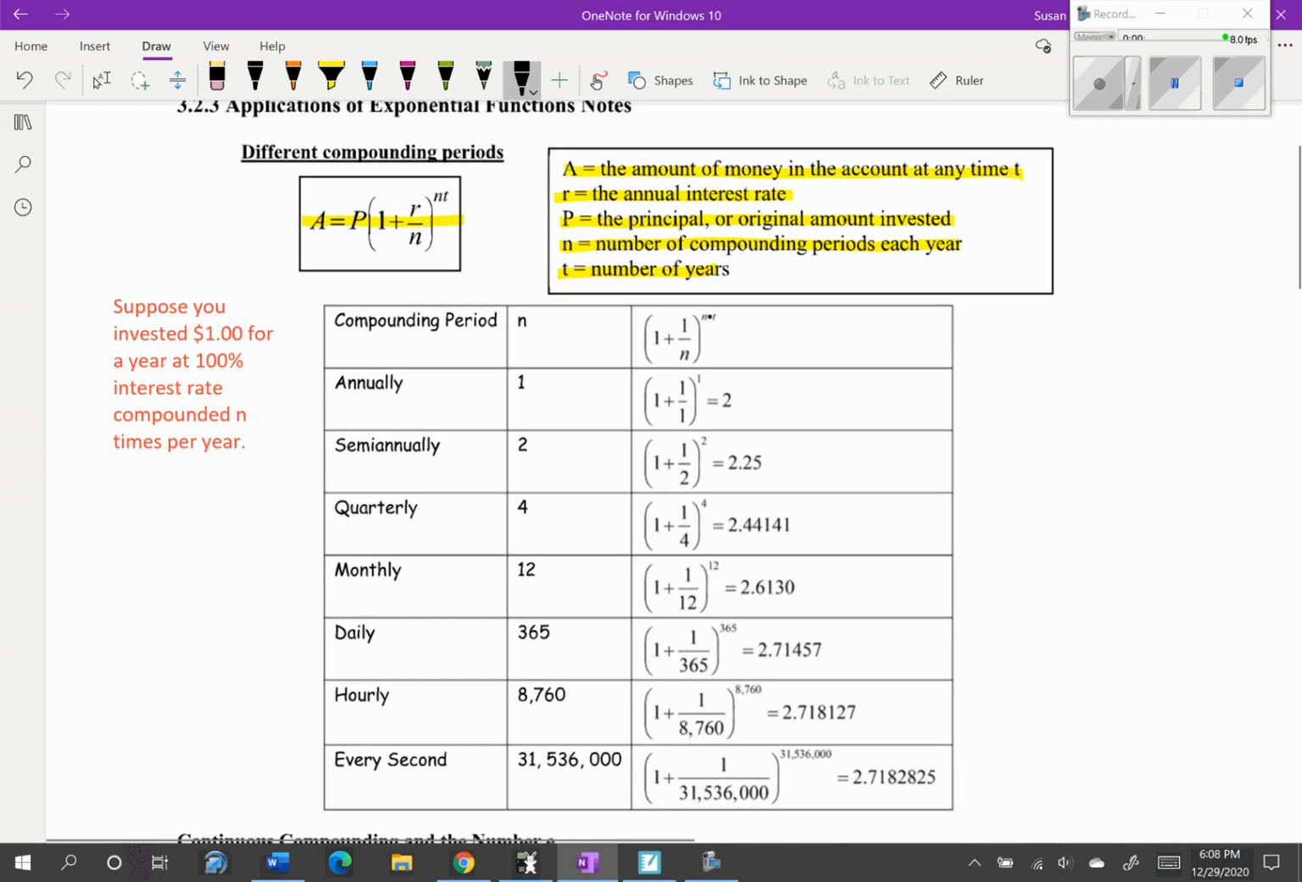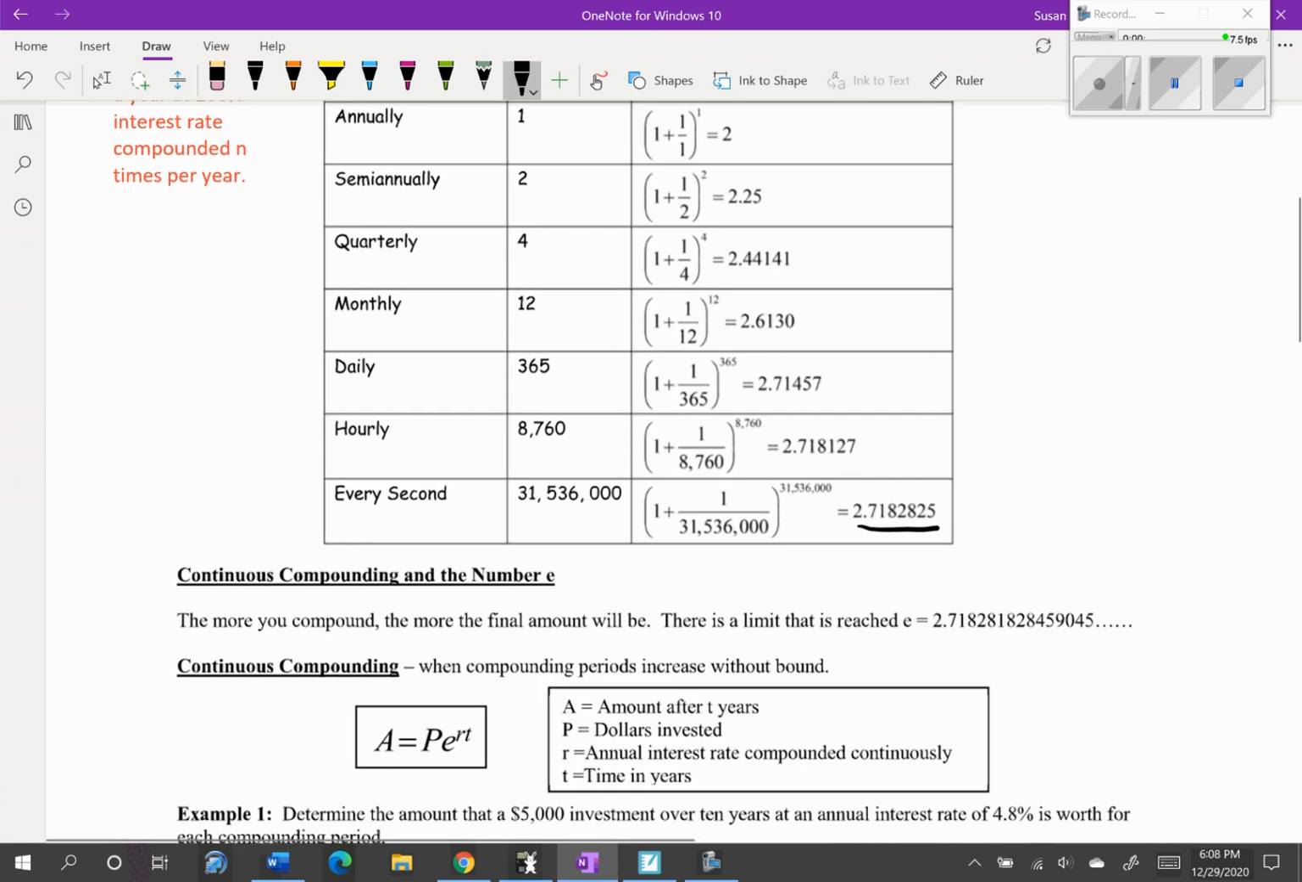So suppose you invest $1 for a year at 100% interest rate compounded n times per year. We're going to do the different compounding periods: annually, which is once per year, semi-annually, twice, quarterly, 4, monthly, 12, etc. As you can see, if we invest this dollar at 100% during these different compounding periods, the more and more you are reaching this value right here, which is the number e. So that takes us into continuously compounding and the number e. The more you compound, the more the final amount will be. There is a limit that is reached, which of course is e.